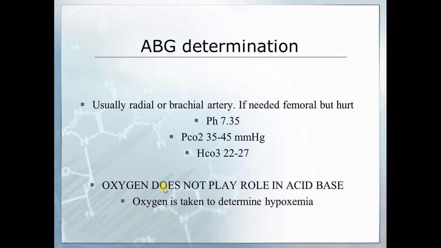They also take the oxygen, but the oxygen doesn't really play a role in acid-base balance. So they look at things like the SaO2, which is a saturation of hemoglobin. You'll probably talk about that in other classes. But it's just talking about how much oxygen is in the blood, right? So that's taken to determine if they have hypoxemia. And remember, hypoxemia means low oxygen in the blood, right? Hypoxic is referring to in the tissue. Hypoxemia is referring to in the blood.